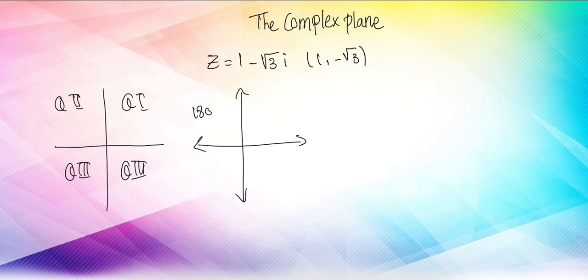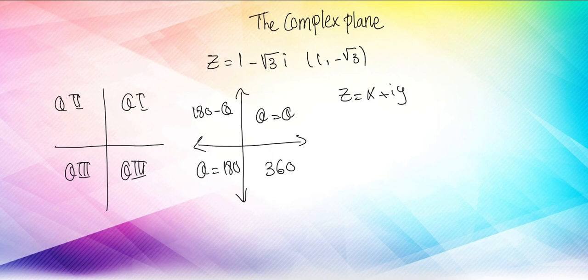We have 180 minus, and we have this 0, 180, 360. And we do it like z equals x plus iy, because we did x plus yi, so we do it as new x plus iy. Okay.